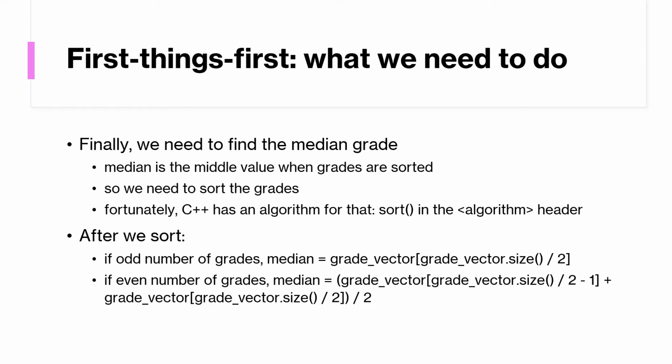If you doubt those calculations, make a list of about 6 numbers and number them 0, 1, 2, 3, 4, 5, the indexes in a C++ vector, and you'll find that size over 2 and size over 2 minus 1 are the two middle values that you have to average.